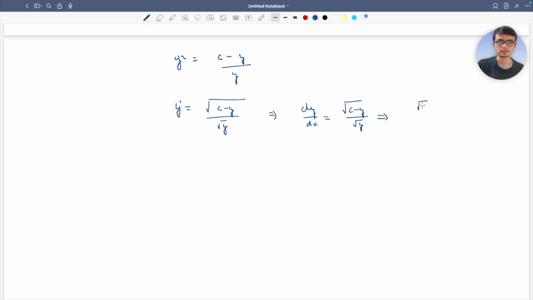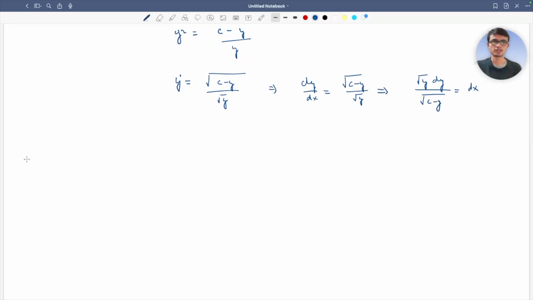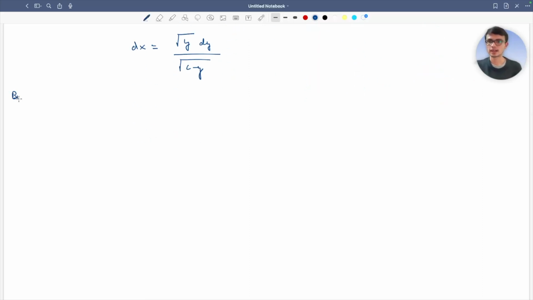This implies that root of y dy divided by root of c minus y equals dx. All right, great. So I have the differential equation, dx equals root of y dy divided by root of c minus y. Now I need to integrate both sides. You can do it as an exercise actually. So I'll do an indefinite integral right out here.